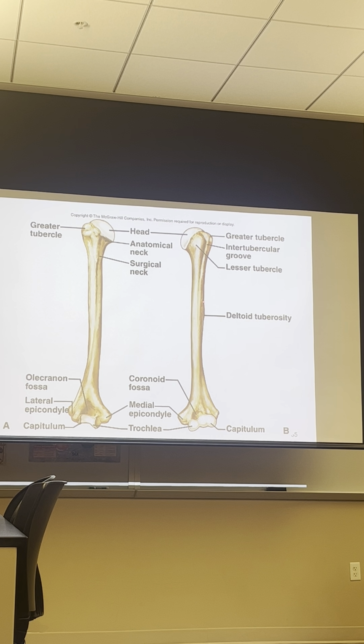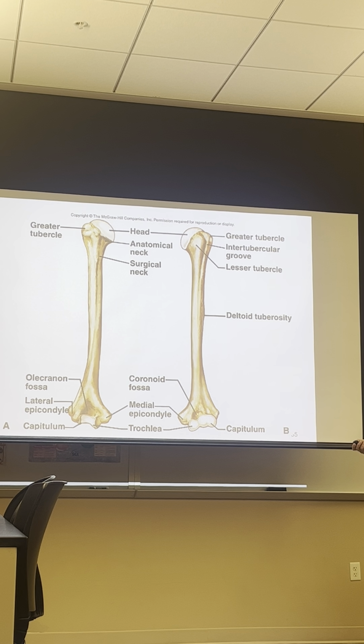About halfway down is a little bump called the deltoid tuberosity. The deltoid tuberosity is the attachment point for the deltoid muscle. The deltoid muscle is a triangle-shaped muscle, and it attaches right about here. And then you've got the condyles and the epicondyles. So the medial and lateral epicondyles, again, are attachment points for large muscles, mostly of the forearm.